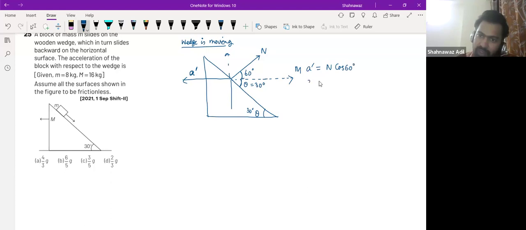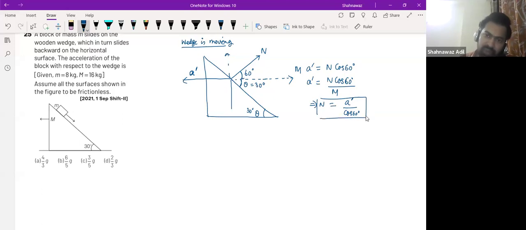So A prime is how much? That is N cos 60 divided by this M. So this is the acceleration, right? Or we can write this N as M A prime by cos 60. Right, so we have this relation. And we will use this relation in the whole free body diagram.